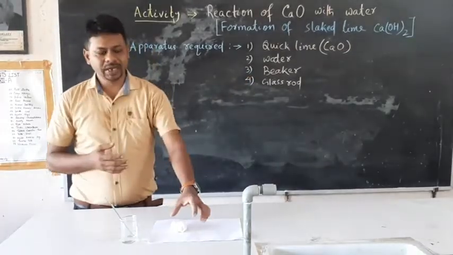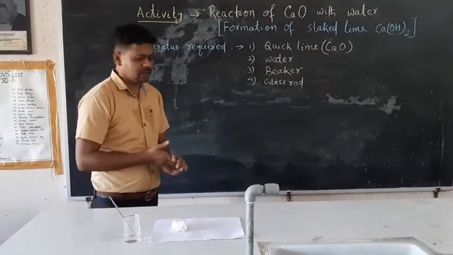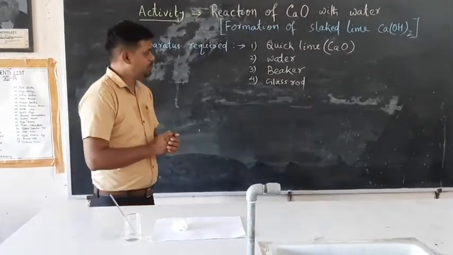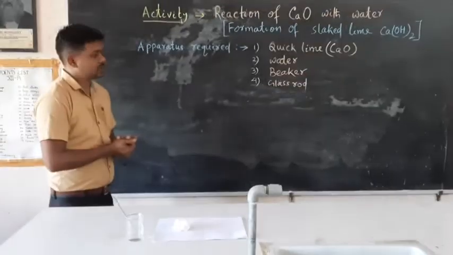One is quicklime. You can see here the white colored substance, that is quicklime, calcium oxide, then water which is kept inside the beaker, and a glass rod. So let's start the experiment.